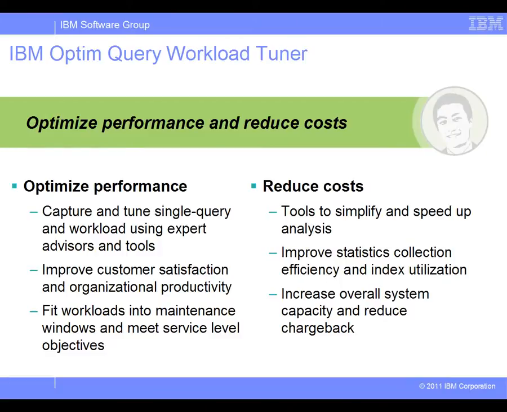With its intuitive and iterative tuning interface, IBM Optim Query Workload Tuner for z/OS can help DBAs and developers maximize application performance by using expert advisors and tools while increasing customer satisfaction, productivity, and quality of service. Using Optim Query Workload Tuner, you can reduce the total costs of ownership for DB2 for z/OS servers by speeding up query analysis and tuning, reducing specialized skill requirements, and optimizing system availability, minimizing use of hardware, software, and human resources.